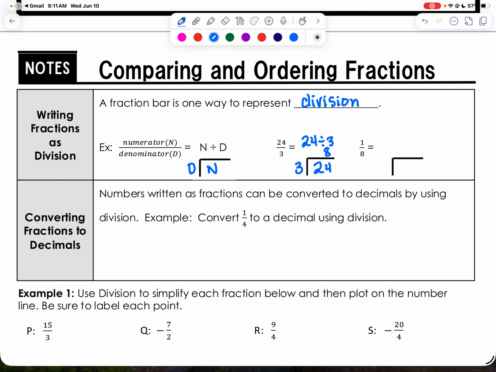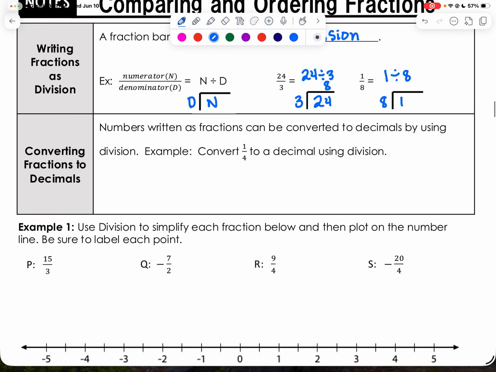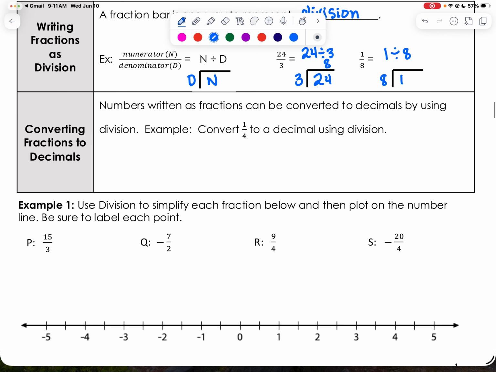If I had the fraction 1 over 8, that's the same thing as 1 divided by 8, or how many times will 8 go into 1? Now, when we convert fractions to decimals, we can use long division. So if I wanted to convert 1/4 to a decimal using division, 1/4 is the same thing as 1 divided by 4. As a long division problem, we're simply saying how many times will 4 go into 1.